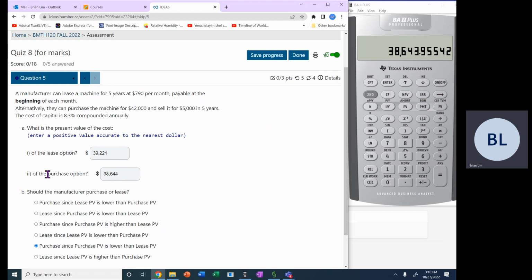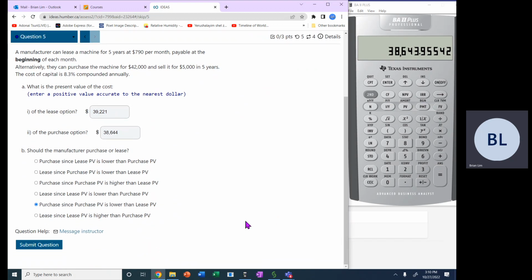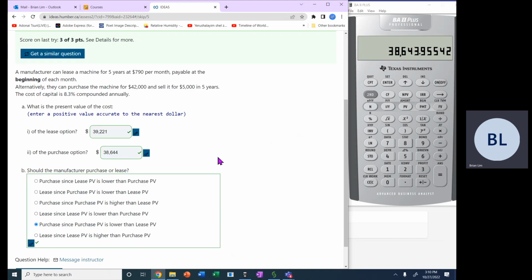Okay, this is the purchase option here. This number is lower than this number here, which is the lease option. So that is why the purchase should be made, since the purchase present value is lower than the lease present value. The last choice is to lease, since the lease present value is higher than the purchase present value. Well, that would not be a good business decision, right? So the company should purchase, since the purchase present value is lower than the lease present value. Let's submit, and it is correct. And we have 3 out of 3 up here. Okay, and we have the green box with the check mark.